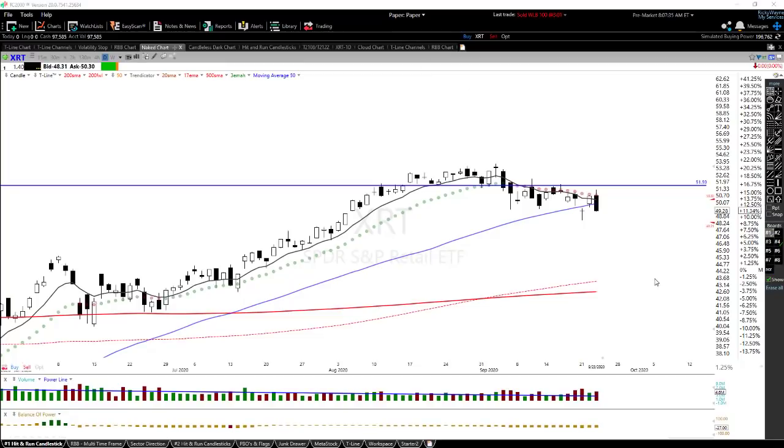XRT is also setting up for a bit of a short. You can see we've been in a downtrend. So let's just take this. You can see that clear downtrend here. And then we put in a little doji here, and we gapped up. And that's great for a relief rally. But then here the sellers come back in.